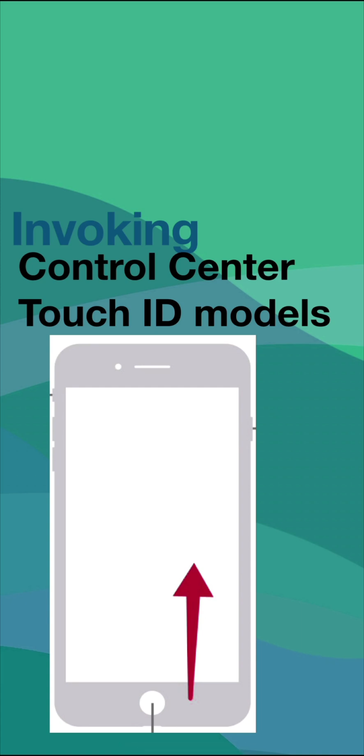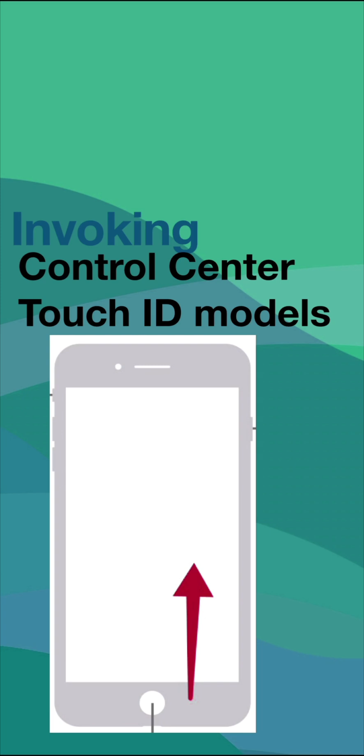Now, here's a diagram of how you invoke Control Center from a Touch ID phone. You can put your finger at the bottom of the screen and slowly drag up. There's a story about the confusion that initially ensued when folks made the transition from Touch ID phones to Face ID phones. The same gesture meant different things on the two phones.